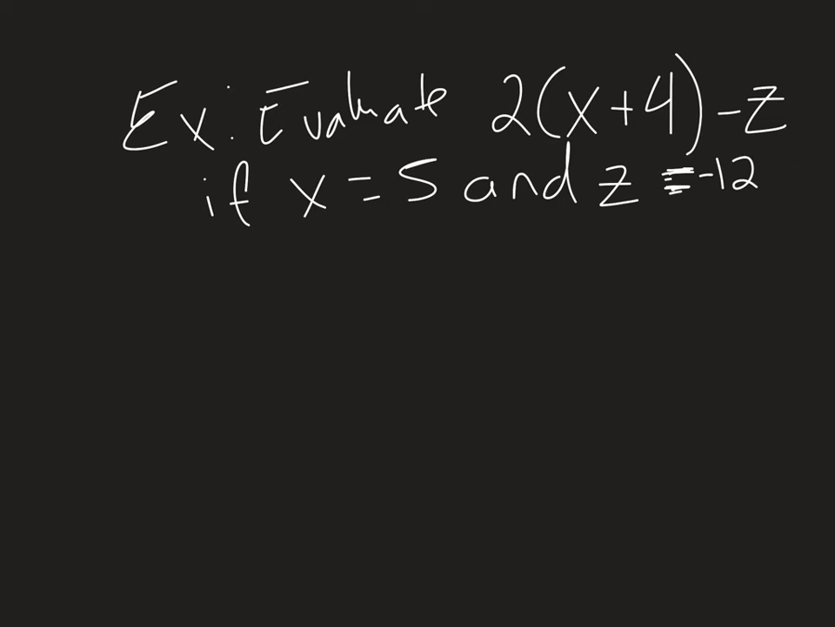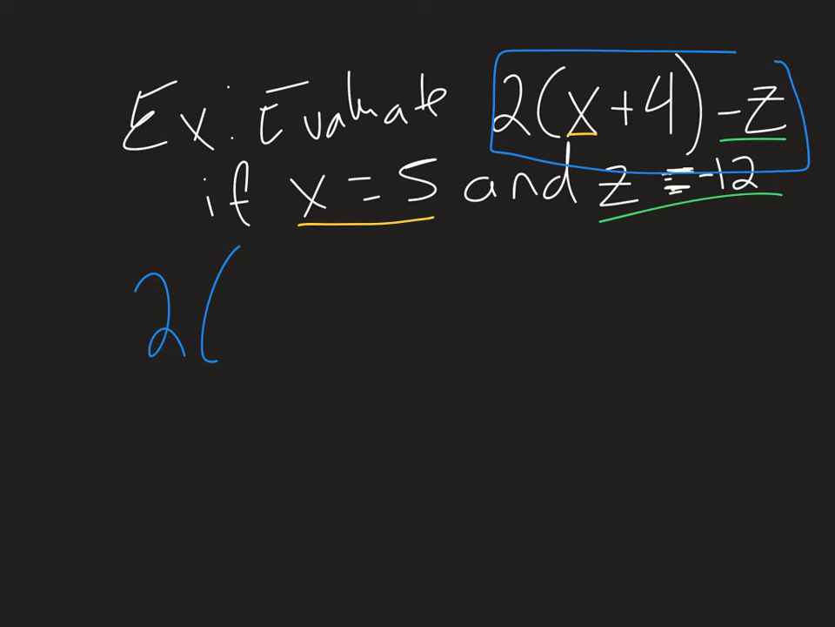So let's take a look at another example. What we're doing here will be slightly different. In this one we have variables, however, they're telling us x is 5 and z is negative 12. So the first thing I'm going to do is I'm going to rewrite this expression with the numbers instead of the variables. So I'm going to write 2 times x, which in this case we know it to be 5.